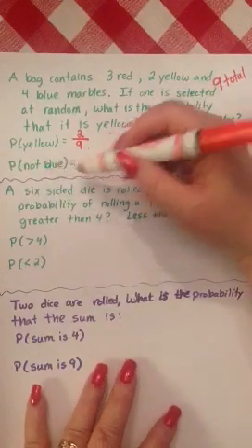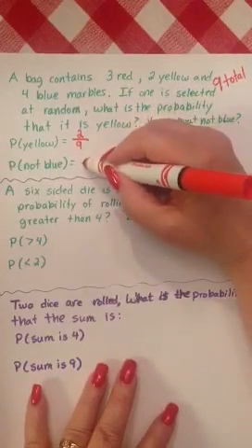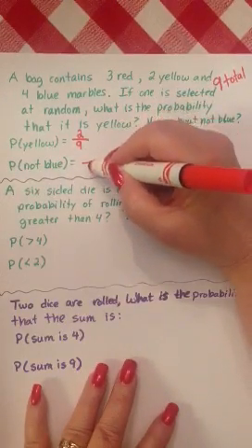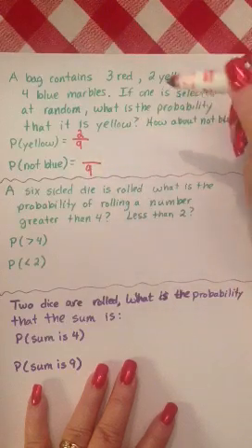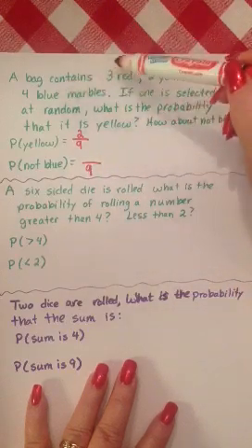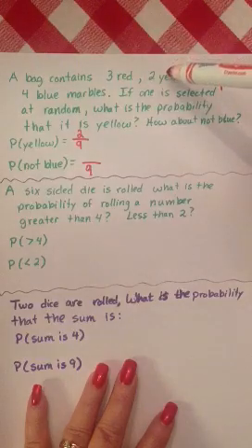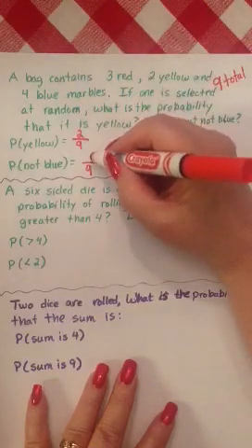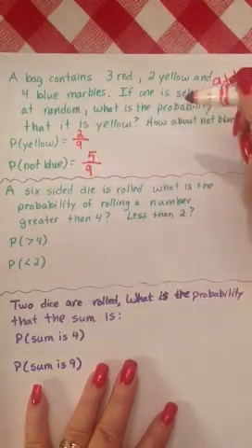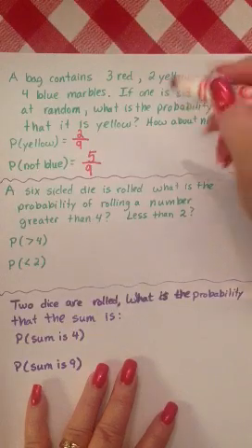Then next it says, what's the probability that it's not blue? Well, there are still 9 marbles, so I'm going to put that in. How many of the 9 marbles are not blue? Well, the red ones and the yellow ones are not blue, so that would be 5. So the probability that it's not blue would be 5 out of 9.